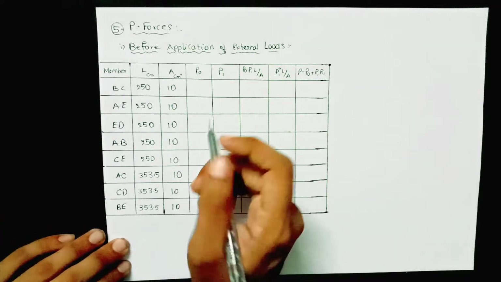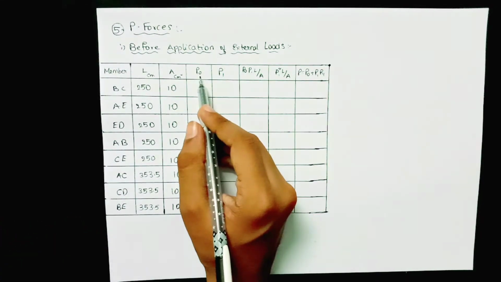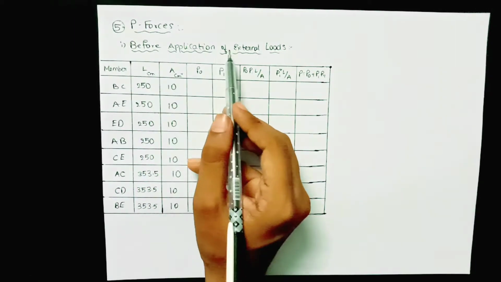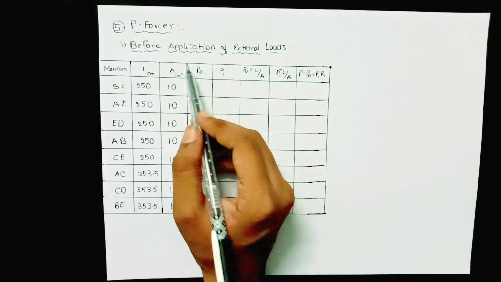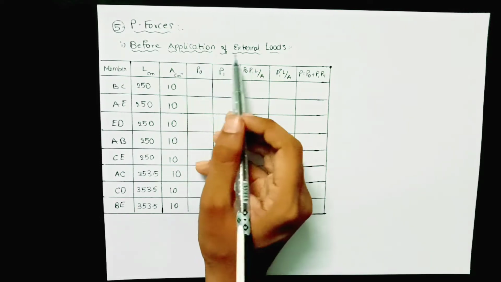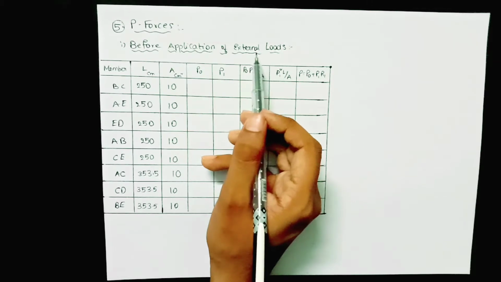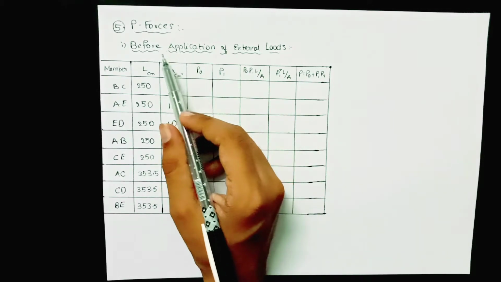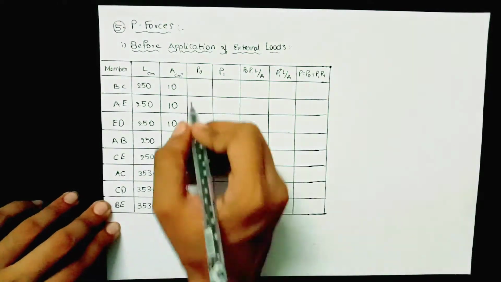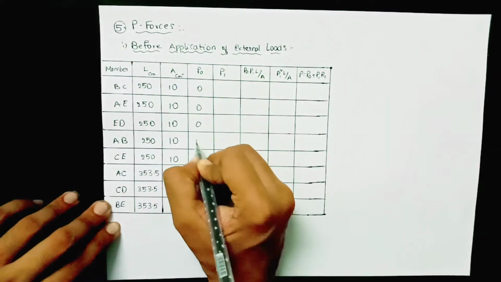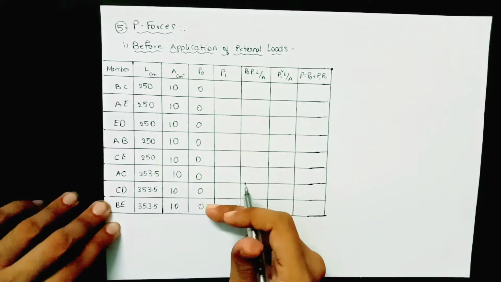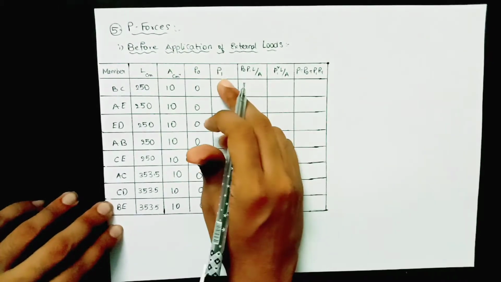Now after writing areas, we have to write the P0 values. Since we are analyzing before application of external loads, and the P0 analysis is completely based on the external loads, now we are not applying external loads. So we are calculating before application of external loads. Therefore P0 value for all the members will be 0.